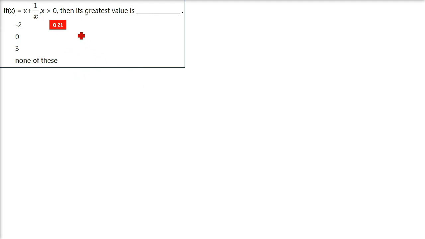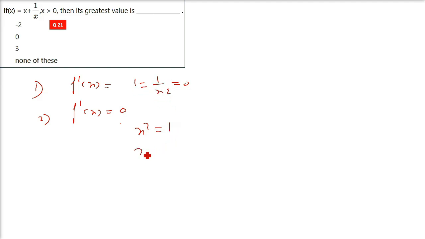This question was also completed by us in the previous exercises. Now I'm going to give you a hint also, so we'll try to complete it as early as possible. F dash x is 1 minus 1 by x square, and you equate it to 0. When you equate it to 0, x square will be equal to 1. X will be equal to plus minus 1. That is, x square equals 1, so you have to take both negative and positive value.